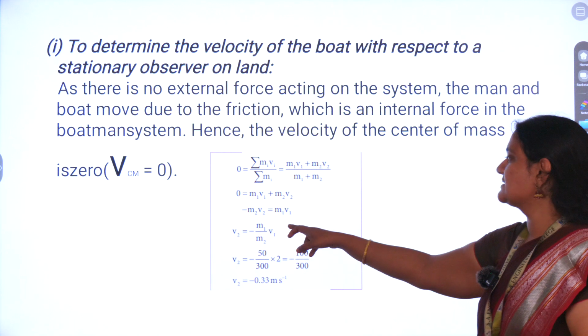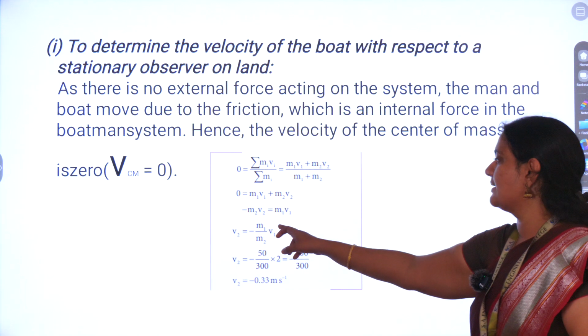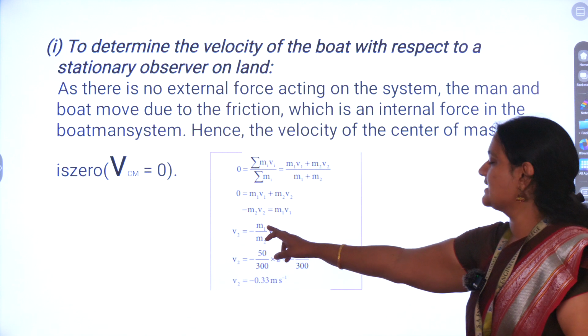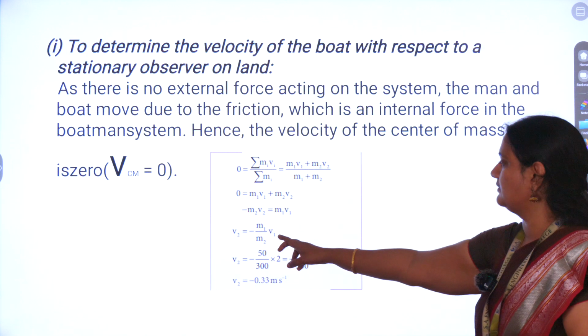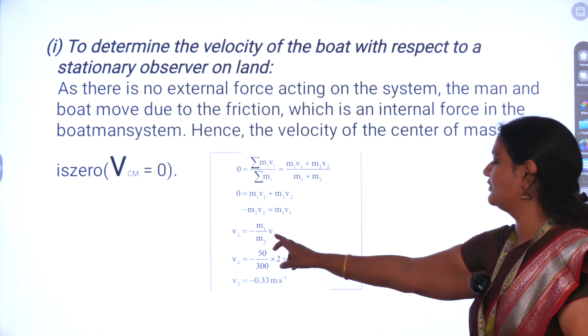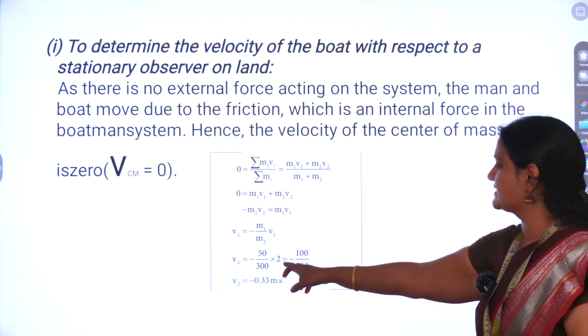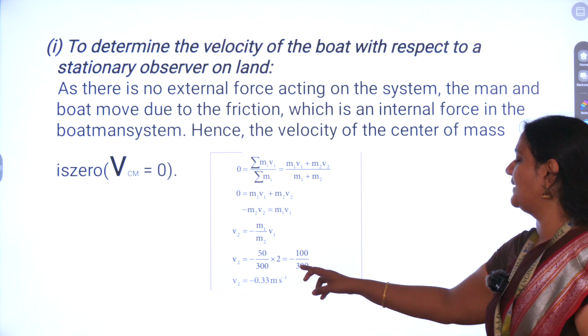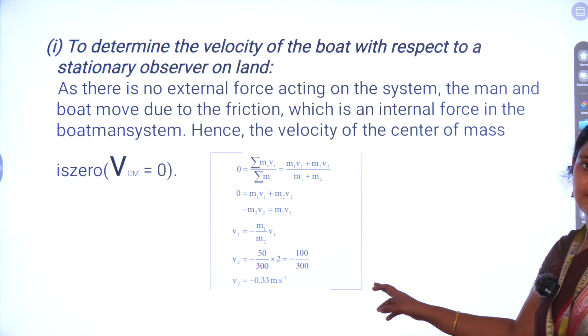m1v1 is equal to minus m2v2. v2 is equal to minus m1/m2 into v1. What is m1? Mass of the person, that is 50. Mass of the boat is 300, into the velocity of the person. According to the observer, it is 2. You are getting the velocity as minus 0.33 meters per second.